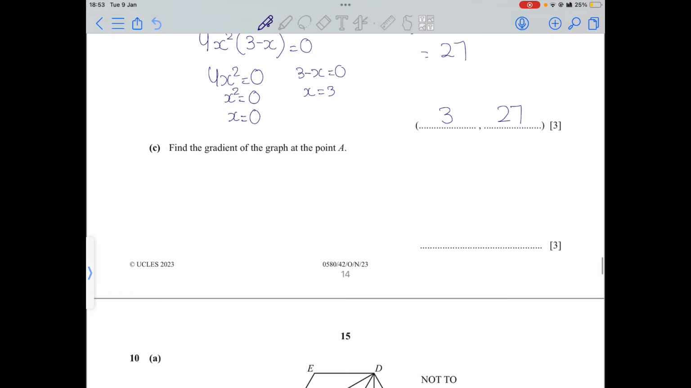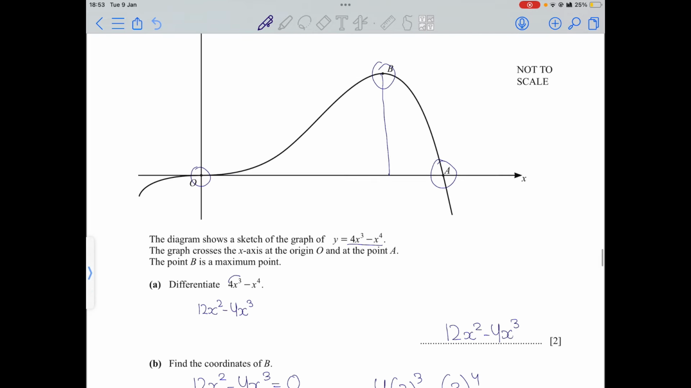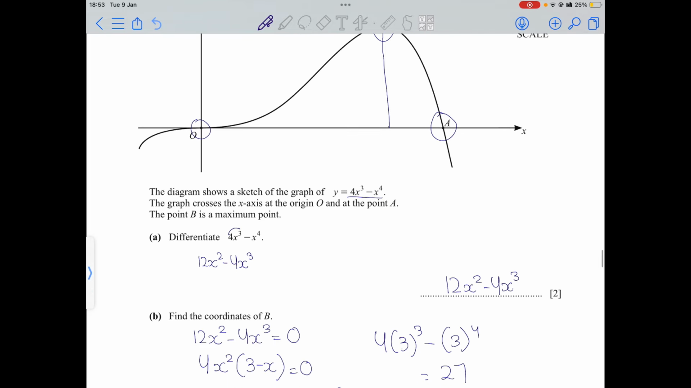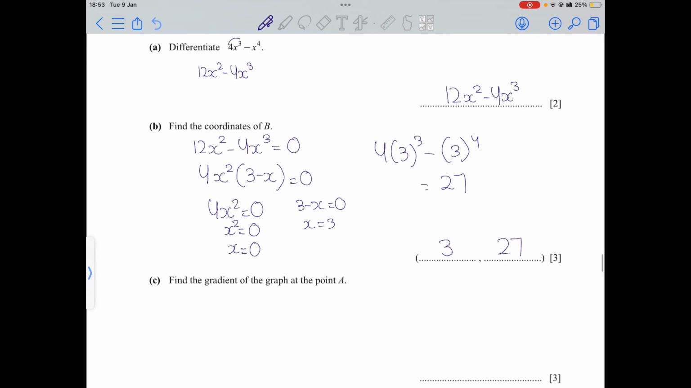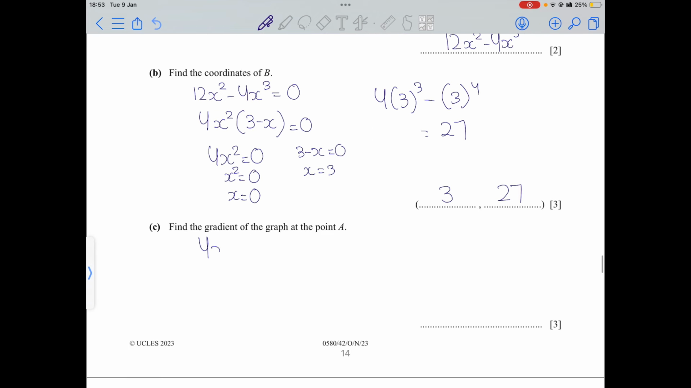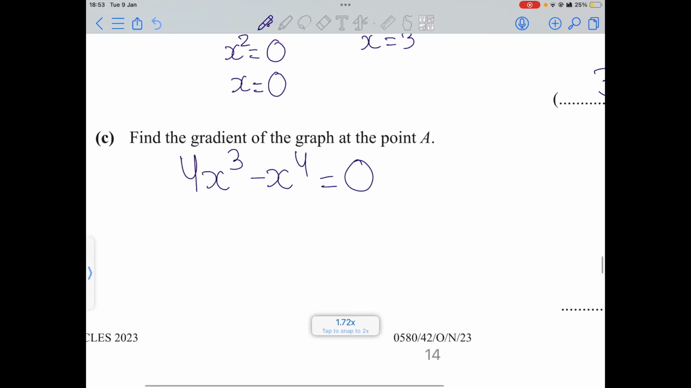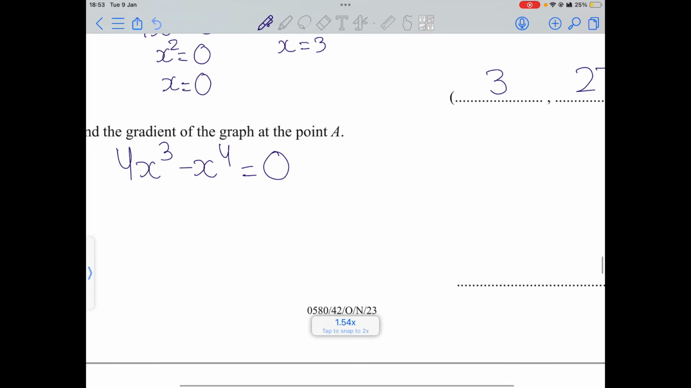Find the gradient of the graph at the point A. At the point A, we know that basically the y value is 0. So 4x cubed minus x to the 4 is basically equal to 0. Now if this is equal to 0, we need to find out at what values it equals 0. So basically it's going to be x cubed times (4 minus x) equals 0, because 4x cubed, yeah, that's correct.